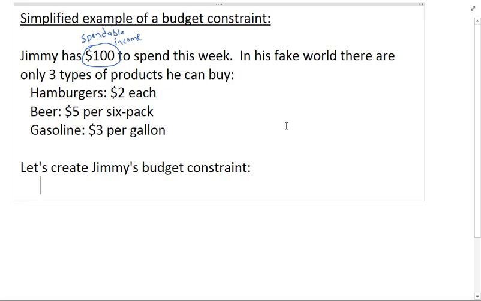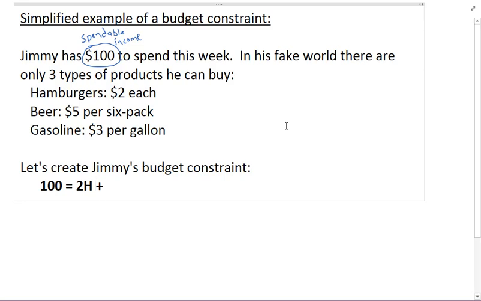You put the income on the left, and then you put the products on the right. Let me start with hamburgers. Here's the price per hamburger, 2, and we have a letter representing the quantity of hamburgers that Jimmy will buy, in this case H. So H is a quantity. H is a quantity of hamburgers. It doesn't just mean hamburger. It's a quantity of hamburgers that Jimmy buys.